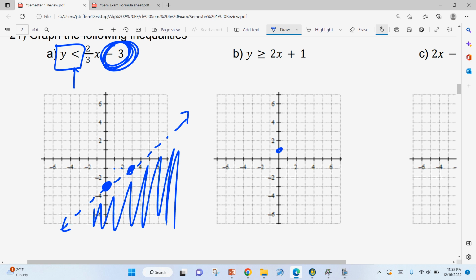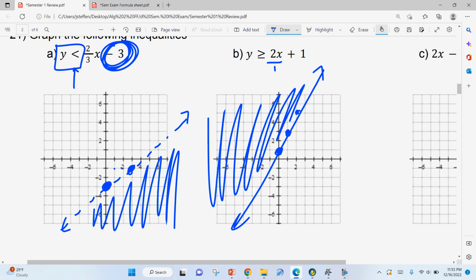The next one, the y-intercept is 1. The slope is 2, so 2 over 1. So up 2 over 1, 2 over 1. It's a solid line this time. Y is greater than, again, greater than is above. Less than is below.